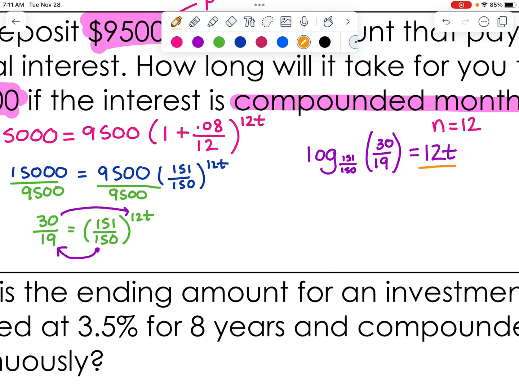Finally, to solve for t, we would divide both sides by 12. And I'm going to plug all of this into my calculator, taking it step by step. So starting with the log, and then dividing that value by 12, and I get 5.728 years is how long it will take.